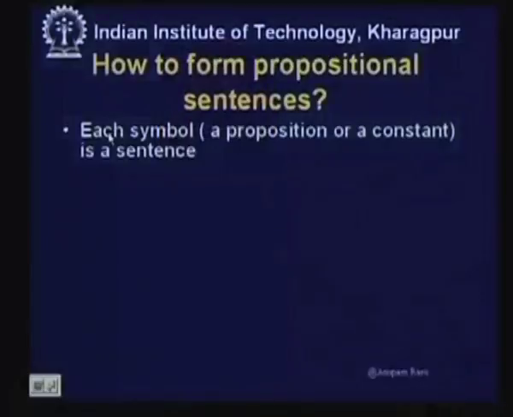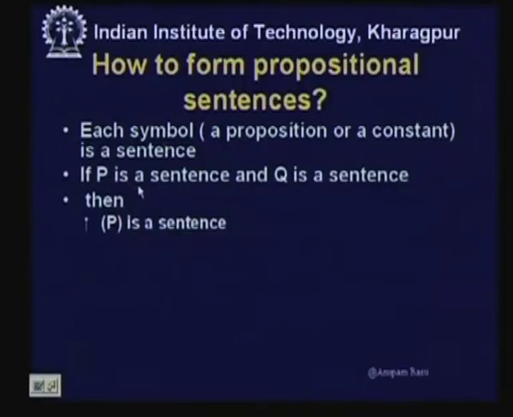Now we will see the meaning of those, but before that let us see how to form propositional sentences. We have got the vocabulary, which is a set of propositional symbols, we have got the logical operators, and we have got the logical constants like true or false. So let us see how we can form logical sentences using this. Each symbol, whatever that is, a proposition, is a sentence. It is always a sentence.